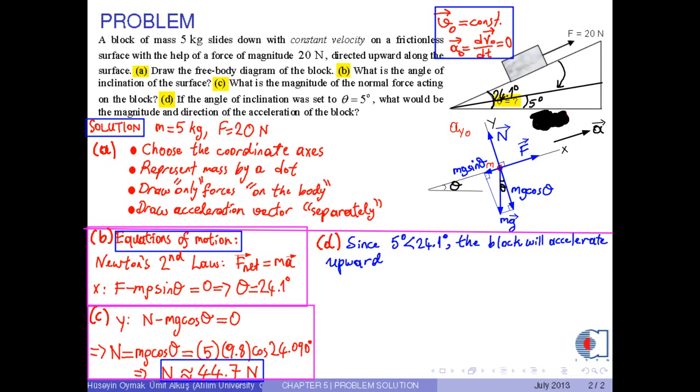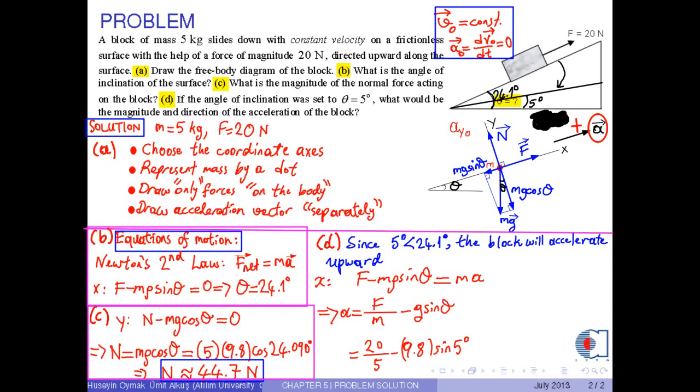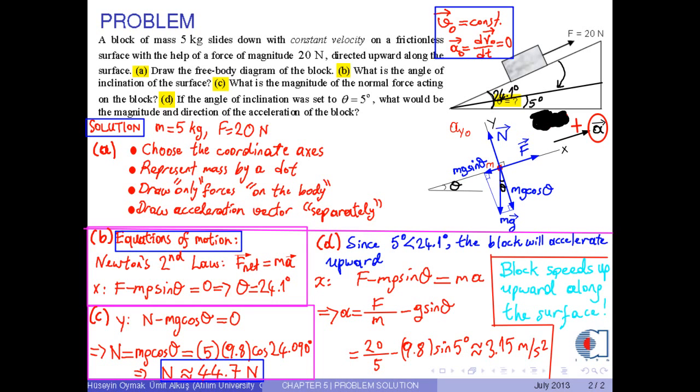Now we write the equation of motion using Newton's second law along the x-axis. If we choose the direction of the acceleration vector to be positive, then the net force along the x-axis becomes F minus m g sine theta, which is equal to m a. From this equation, we get an expression for acceleration as F over m minus g sine theta. Now, putting the numerical values into this equation, we get approximately 3.15 meters per second squared. Okay, as you see, the block speeds upward along the surface.